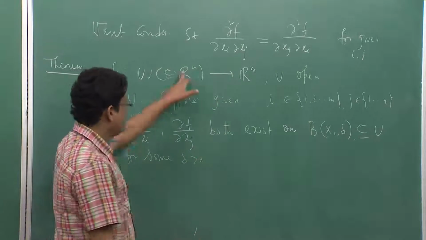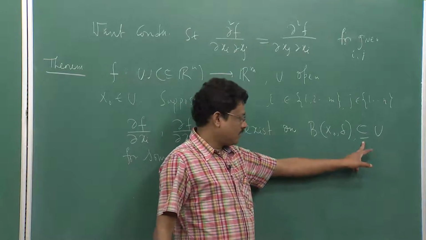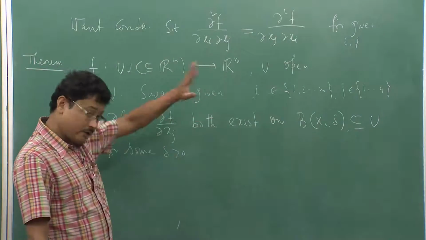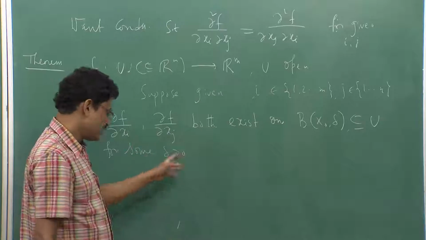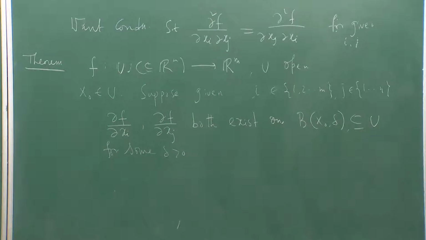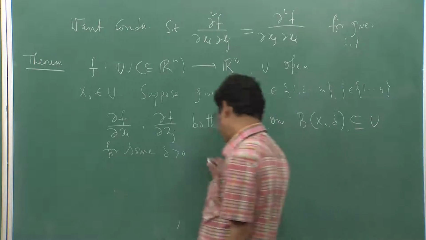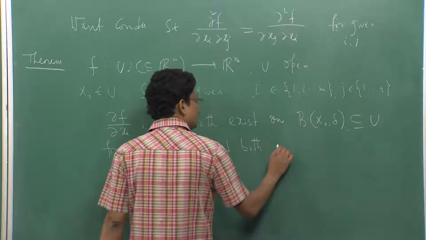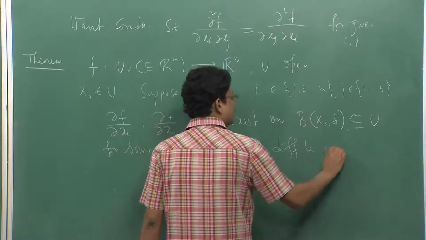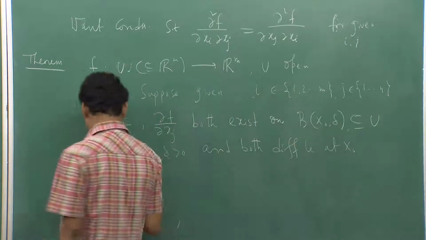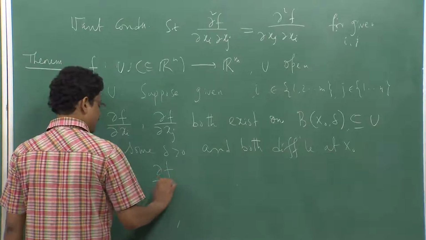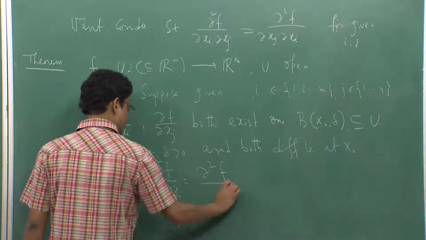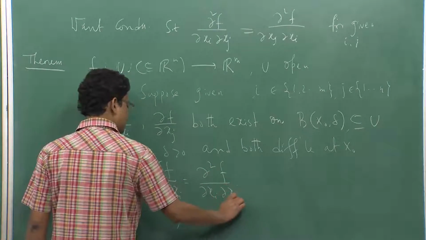See, when x naught is in U, which is open, there will always be a ball, but I want a ball such that del f del xi and del f del xj both exist on the entire ball, not only at x naught, on the entire ball for some delta greater than 0, and both are differentiable at x naught. That is, del phi del xj both differentiable at x naught. Then del square f del xj del xi equals del square f del xi del xj. So, mixed partial derivatives are equal.